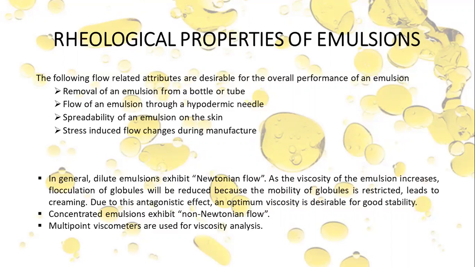A rough guide regarding the type of flow can be obtained based on the phase volume ratio. They are: if the phase volume ratio is 5%, then the type of flow should be Newtonian. If the phase volume ratio is 50%, then the type of flow should be pseudoplastic. If the phase volume ratio is 74%, then the type of flow should be plastic flow or phase inversion. That means abrupt changes in the behavior.